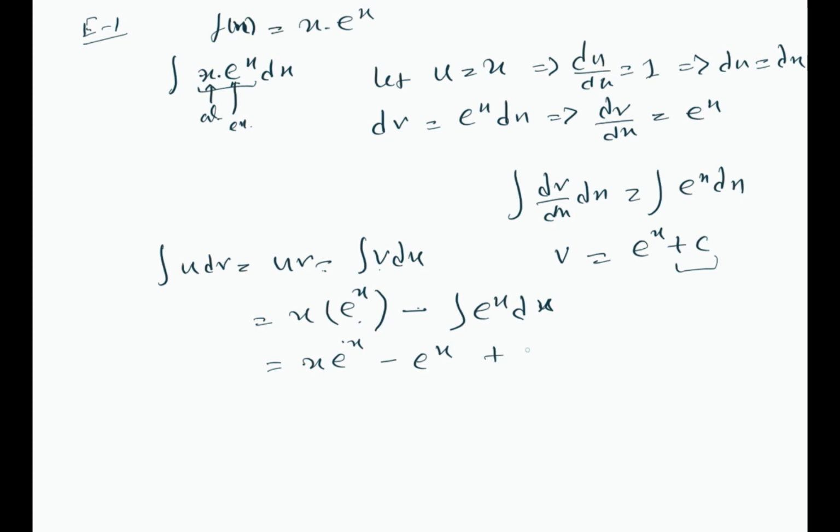So x times e to the power x minus integral of e to the power x, which is actually e to the power x, right? So finally we can put c. If you want to take the common e to the power x, it is e to the power x times (x minus 1) plus c. So this is the answer for this example.